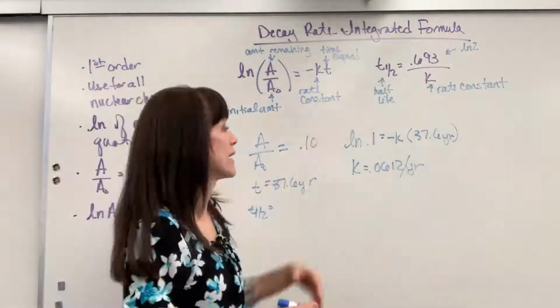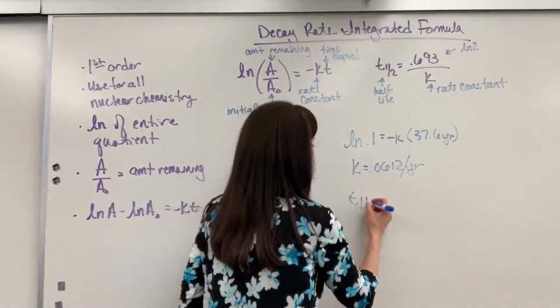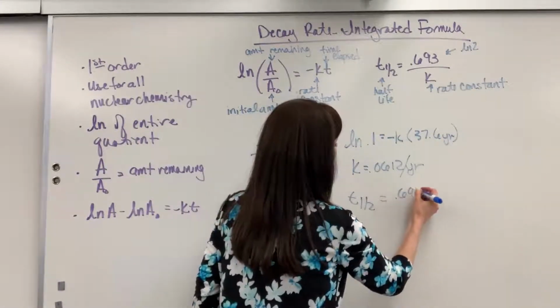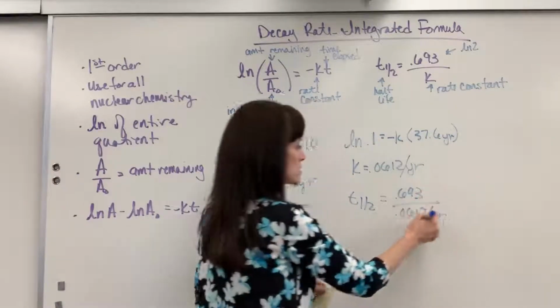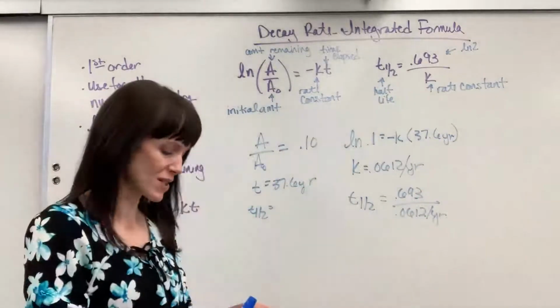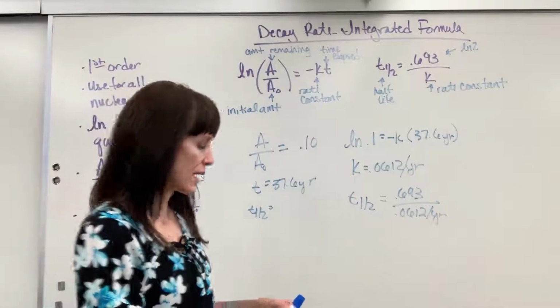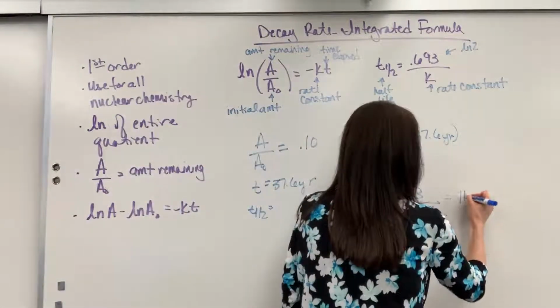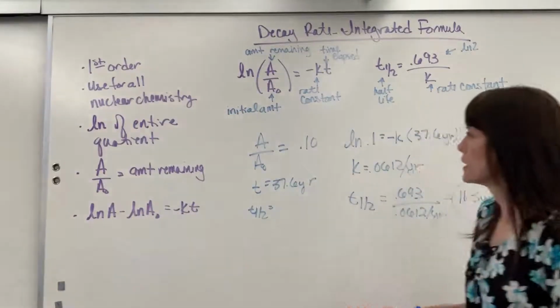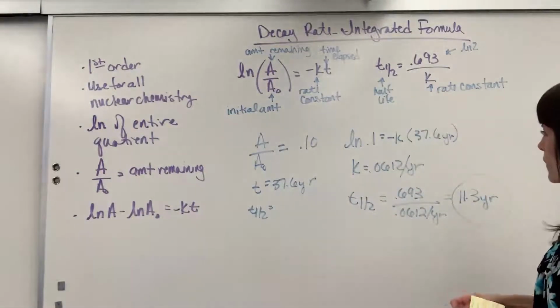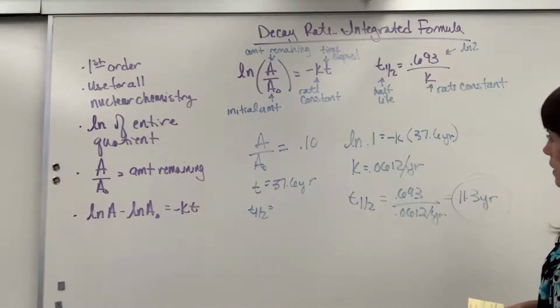Now I can just plug it into my half-life formula. The half-life is going to equal 0.693 divided by 0.0612 per year. Fraction divided by fraction, the year will come on top in the numerator, and our answer, half-life, will be 11.3 years. 11.3 years.